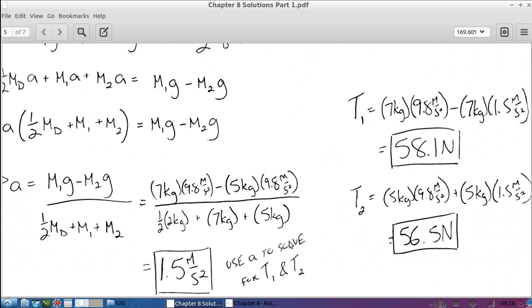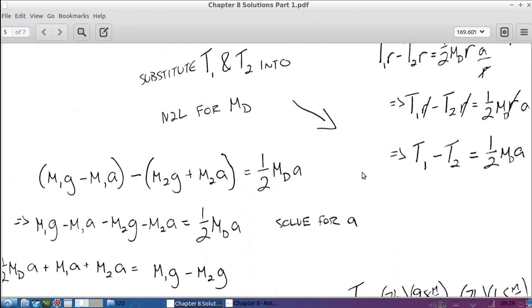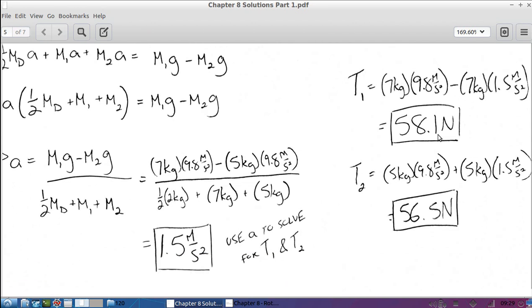I do like doing the substitution method because I already have expressions for T1 and T2, and the majority of the time these are things that I got to solve for anyway. So I've already solved these two equations for T1 and T2. All I have to do is substitute my acceleration in for those two expressions, and I can calculate T1 and T2. And here are my tensions. And again, you see they're not equal, which makes sense because the pulley has to be rotating, and it's rotating clockwise.